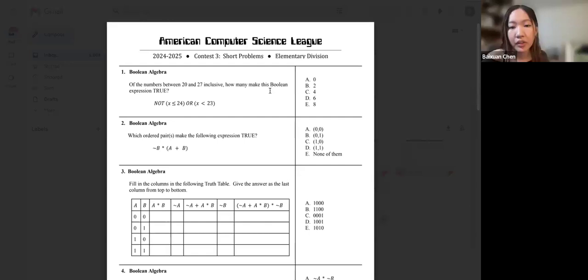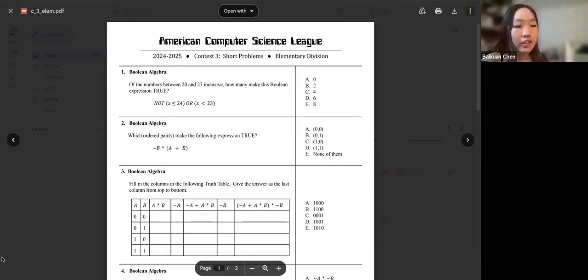Okay, so the main contents on contest three are Boolean algebra, and then there's also FSAs and regular expressions. So we'll be going over this today. So first for the elementary division. For the first question, of the numbers between 20 and 27 inclusive, how many make this true?